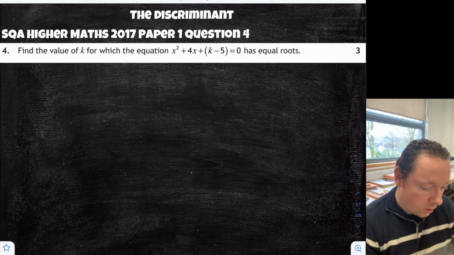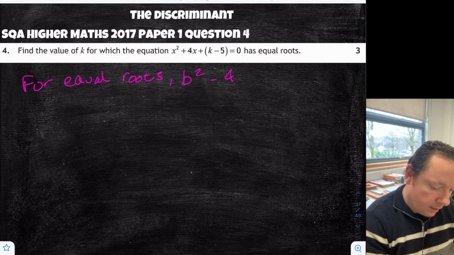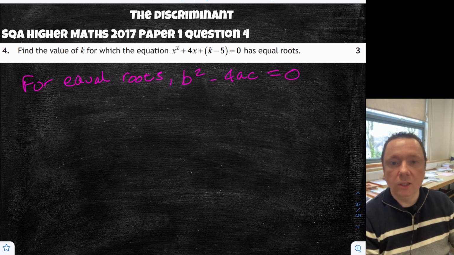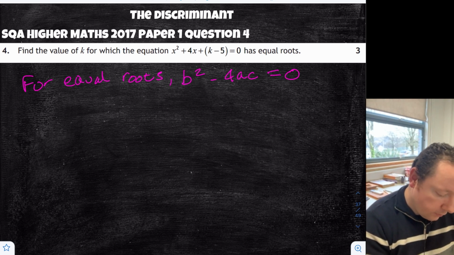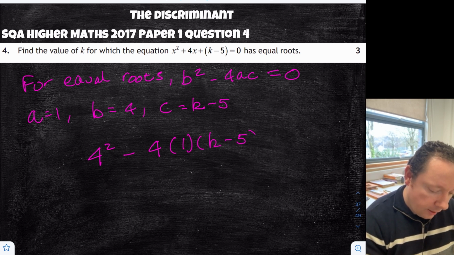Okay, the discriminant, SQA Higher Maths 2017, Paper 1, Question 4. Find the value of k for which the equation x squared plus 4x plus k minus 5 has equal roots. So for equal roots, we should know that b squared minus 4ac equals 0. So let's just use that. So our a is 1, the number in front of x squared. Our b is 4, the number in front of x. And our c is what's on the end, k minus 5. So b squared is 4 squared minus 4 times 1 times (k minus 5) equals 0.